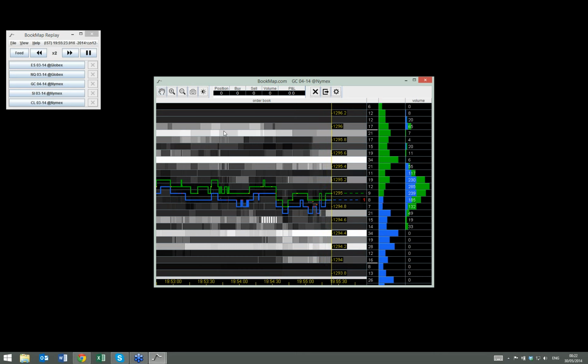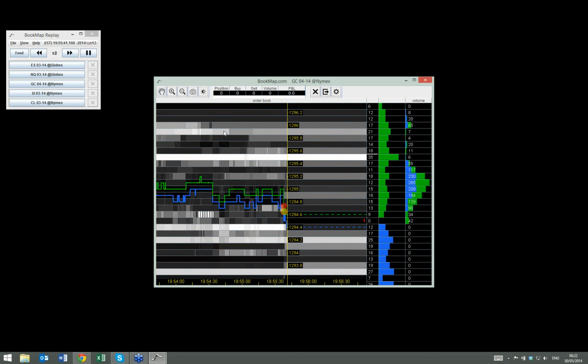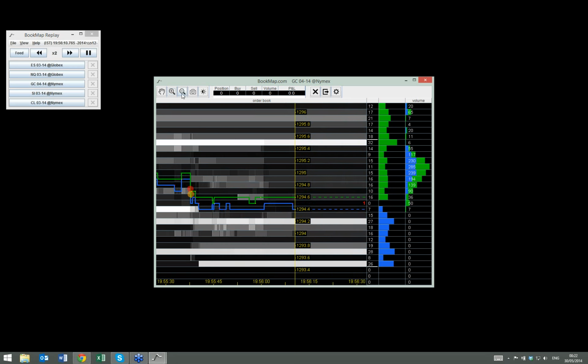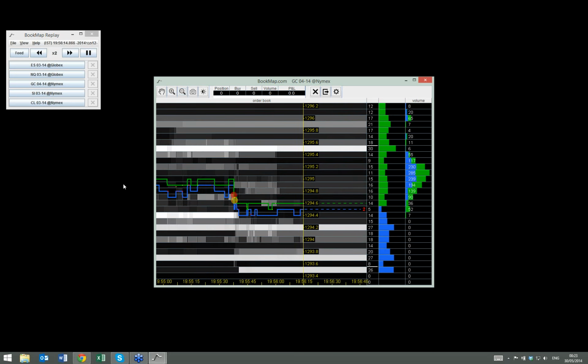But I think that Bookmap has helped me to tighten my stop. Bookmap has helped me to evaluate when a resistance or a support is broken. So this has allowed me to improve my risk-reward ratio. So the answer is I'm not much better than other traders. But Bookmap has allowed me to refine my entry.